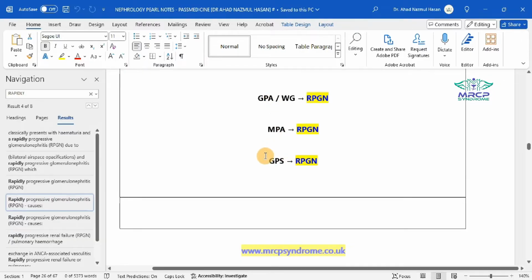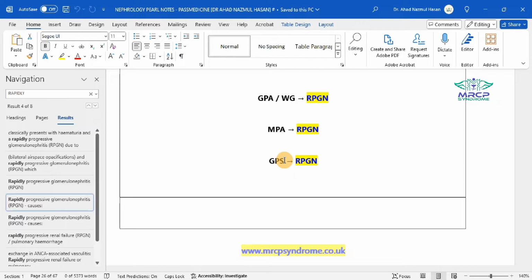So what is the definitive management of GPS? Good posture syndrome. Plasma exchange. Yes, plasma exchange is the definitive management. And the first line choice of treatment? Corticosteroids, yes, and cyclophosphamide. You should go for a combination of the two Cs, corticosteroid plus cyclophosphamide.